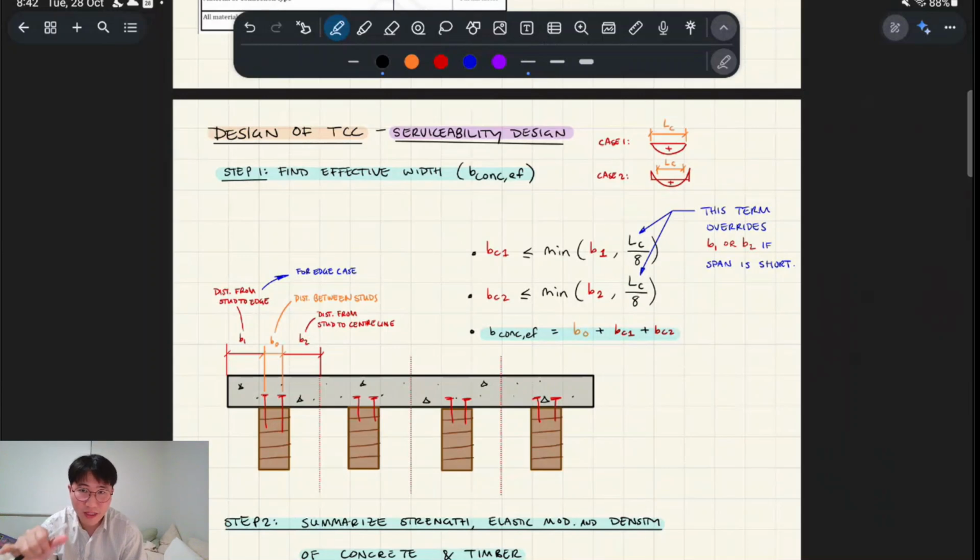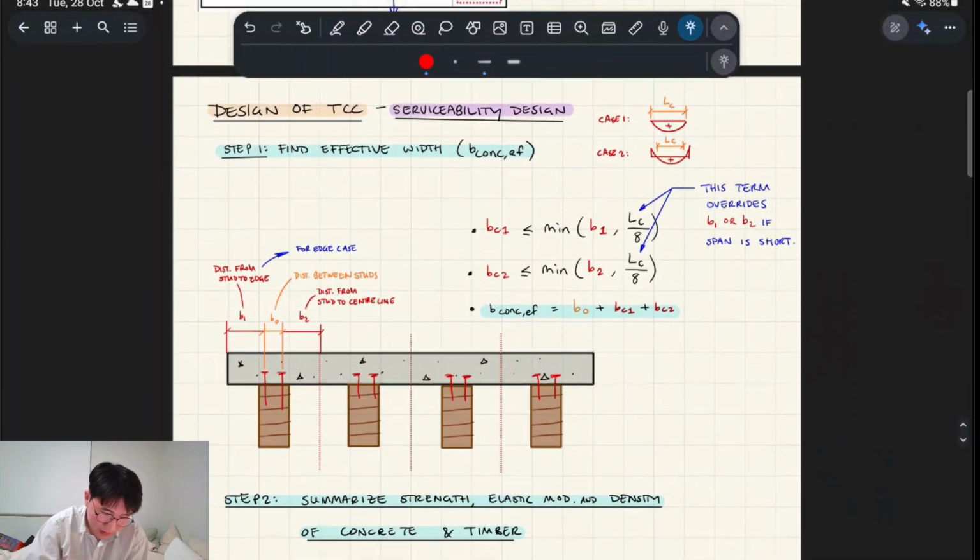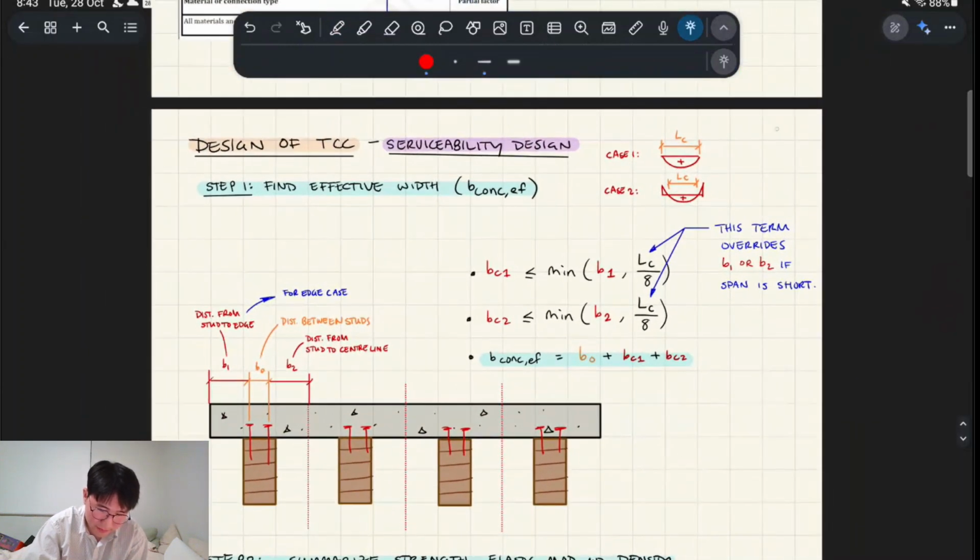You have an effective width, which is basically, it becomes like a T-beam because part of the slab is considered on both sides of the beam, and there are formulas to calculate that effective width. So that's the first step, the first thing you have to find.